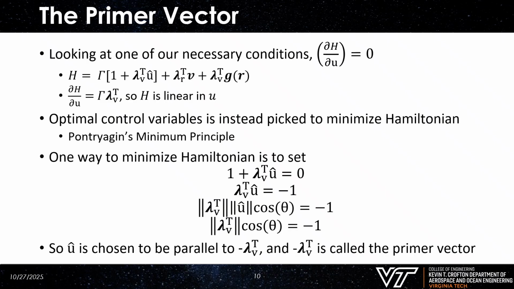So we can get that the adjoint of the velocity times our u hat is equal to -1. And these two vectors are essentially a dot product with each other. So it would be equal to the magnitude of the adjoint times the magnitude of our u hat times cosine theta. And the magnitude of a unit vector is just 1. So we're left with the magnitude of the adjoint vector for our velocity times cosine theta is equal to -1.